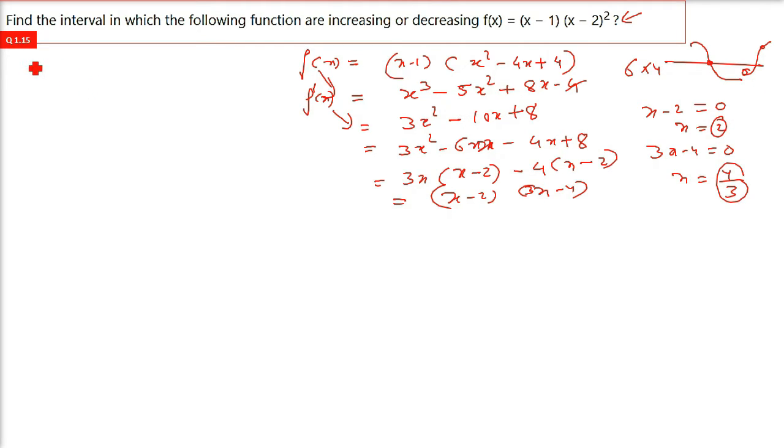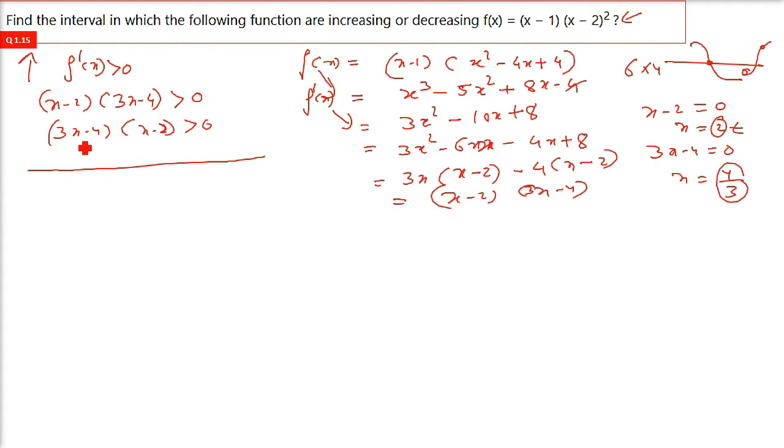So let us start with the increasing one. Increasing is f dash x should be greater than 0. That means x minus 2, 3x minus 4, this should be greater than 0. Now which one is lower one? I told you in the previous discussion that we have a less than b. So we can directly write the answer. So what we will do? X is equal to 4 by 3, x is equal to 2. So this I am writing first, 3x minus 4, because 4 by 3 is lower than 2. Now put it on the number line. This is 4 by 3, it will be lower than 2. This is negative infinity, this is plus infinity.